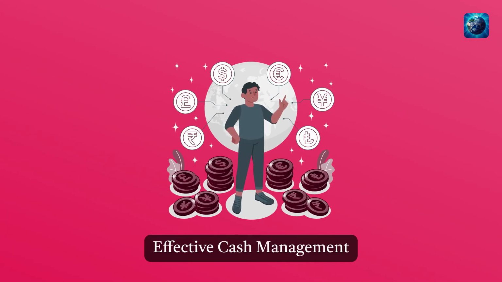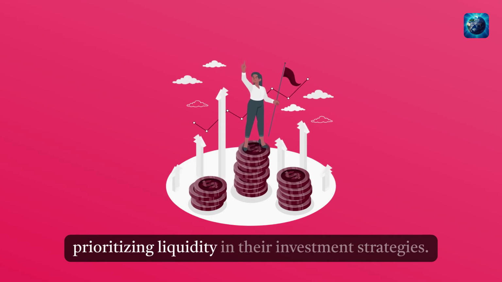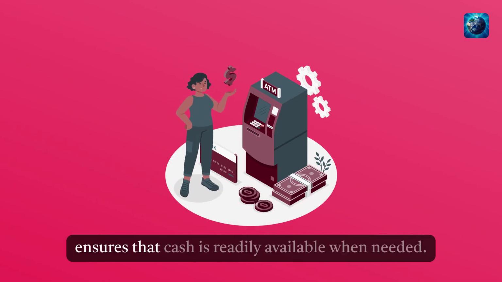Effective cash management. Banks should actively manage their cash flows by prioritizing liquidity in their investment strategies. Allocating a portion of assets towards liquid investments ensures that cash is readily available when needed.